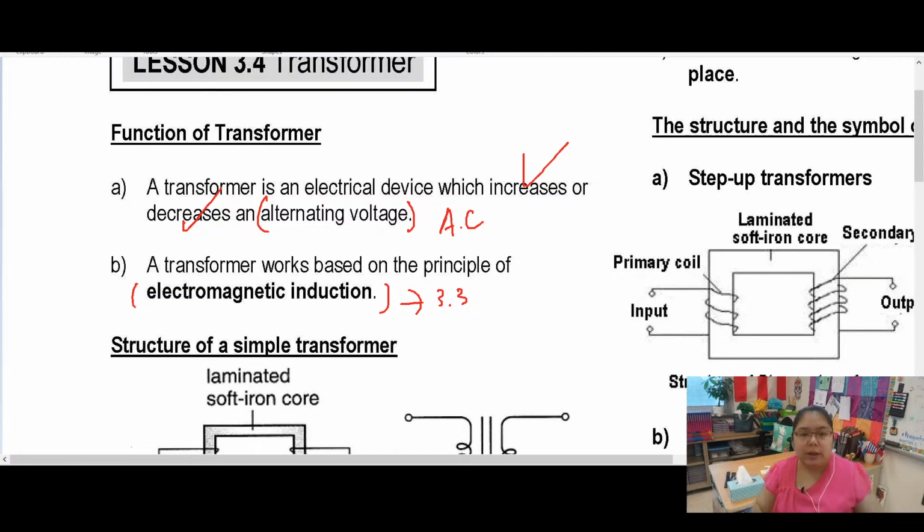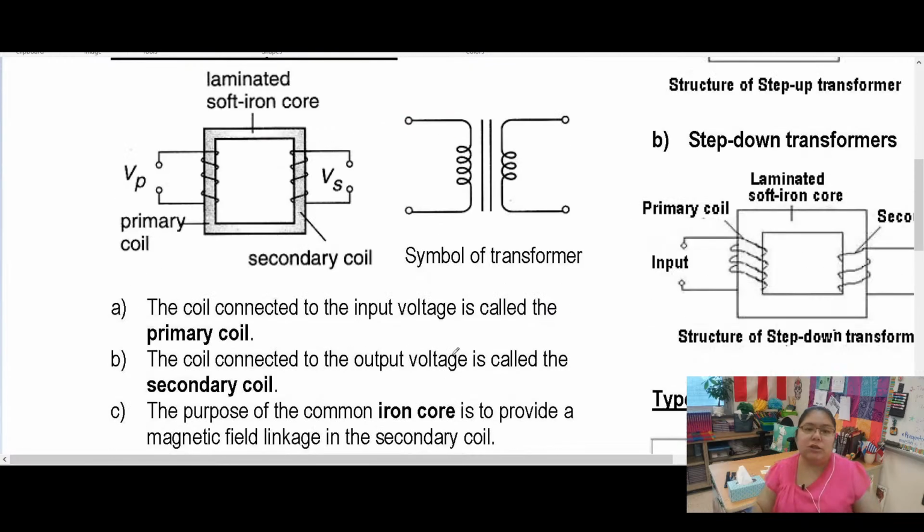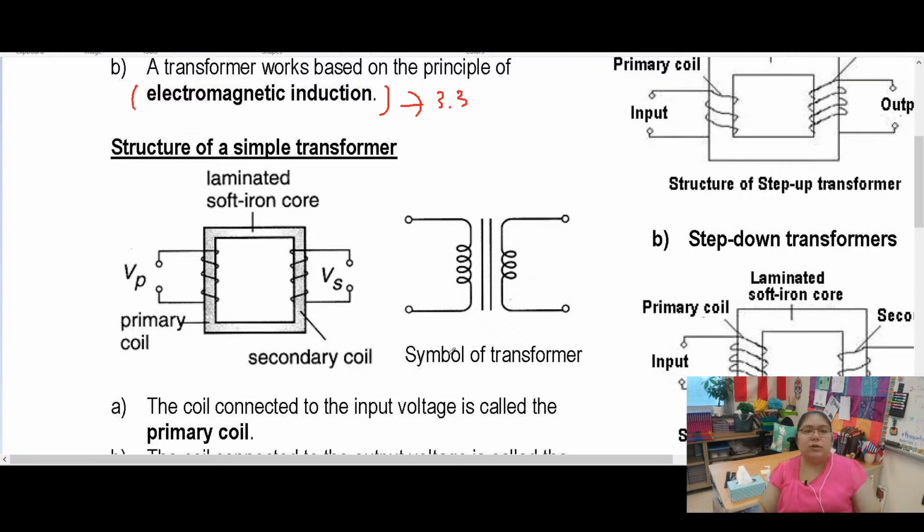Okay, let's see the notes, the structure. I want to introduce the structure. This one is the structure for the transformer. Can you see there are 2 coils here? Okay, 2 coils. This turning we call a coil. So can you see the first part?